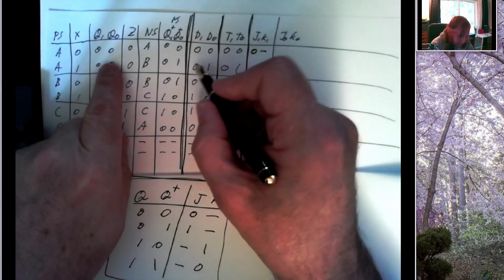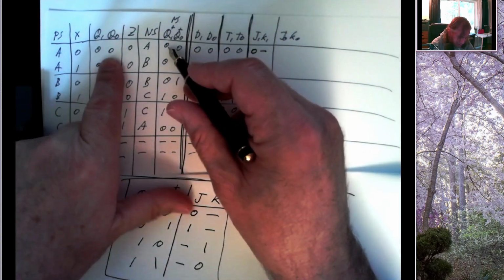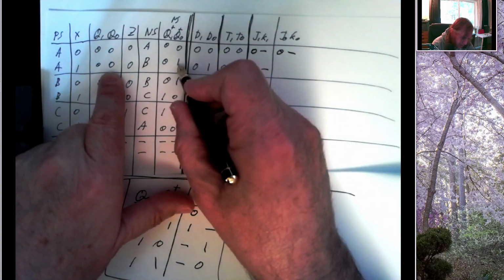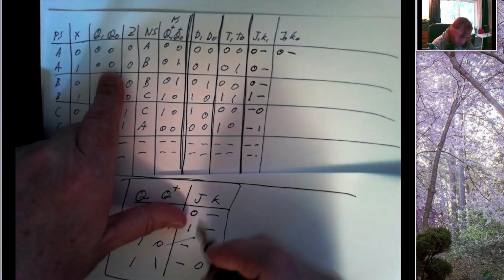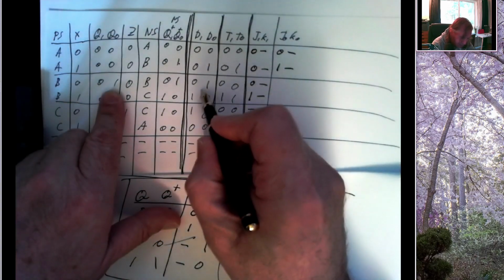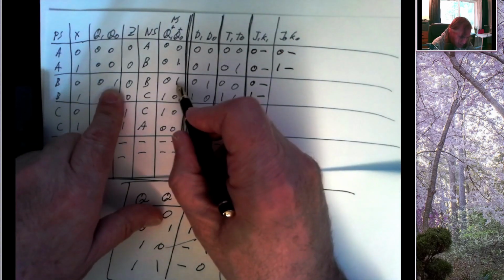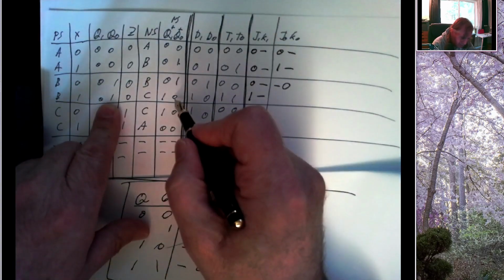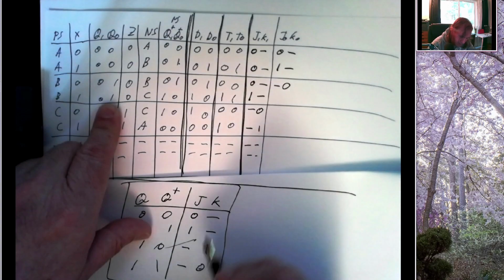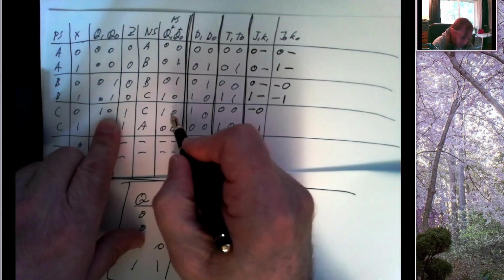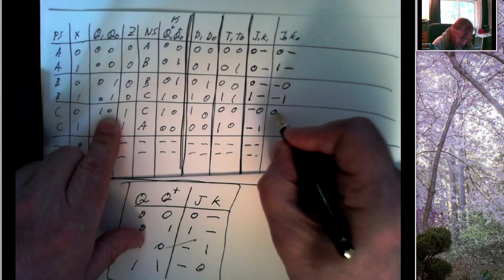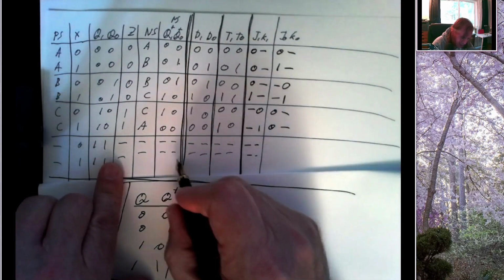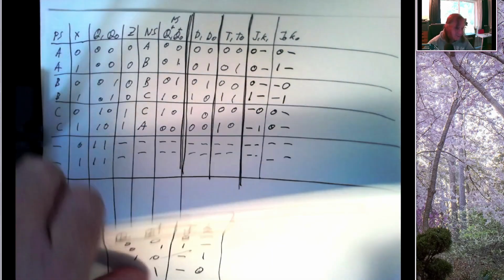And then if we look at Q0, we're going from a 0 to a 0. That's a 0 dash. 0 to a 1. That's a 1 dash. 1 to a 1. That's a dash 0. 1 to a 0. That's a dash 1. 0 to 0. That's our 0 dash. 0 to 0 is 0 dash. And we don't care about these last two rows.